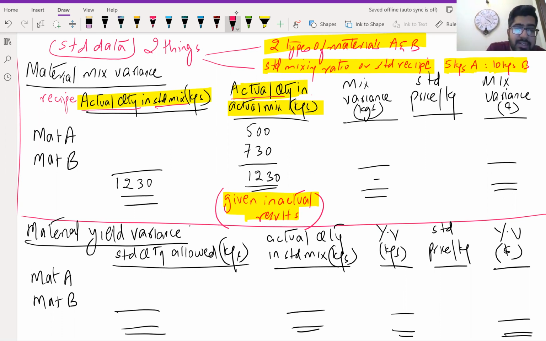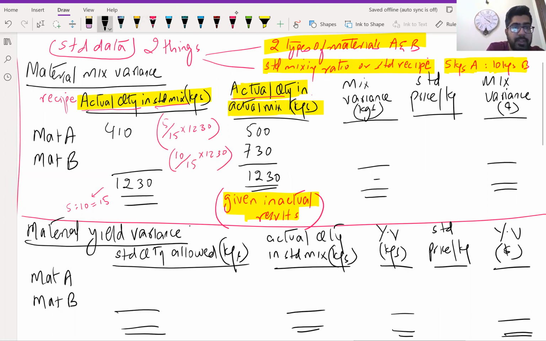What was the standard mixing ratio for this quantity? 5 kg is to 10 kg. So the sum is 15. For A, it should be 5 over 15 into 1230, which is 410. And for B, it should be 10 out of 15 into 1230, which is 820. Both columns are dealing in actual quantity, 1230 and 1230.